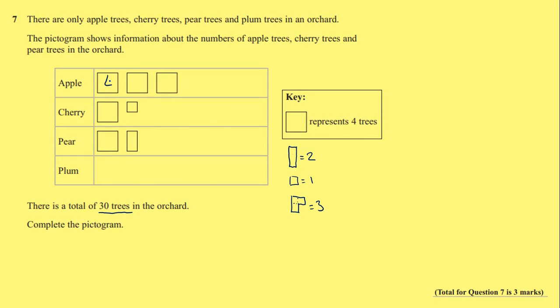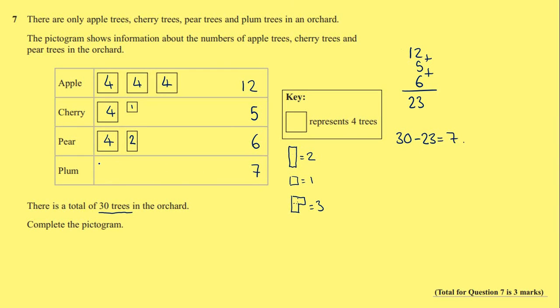So here's 4 and 4 and 4 and 4, and that's 1, and there's 4, and there's 2 trees there. So we have 4 plus 4 plus 4, which is 12 apple trees, 5 cherry trees, and 6 pear trees. What's 12 plus 5 plus 6? Well, 12 plus 5 is 17, and 17 plus 6 is 23. So we have 23 trees. There are supposed to be 30 trees in the orchard, which means that if we do 30 take away 23, there must have been 7 plum trees.